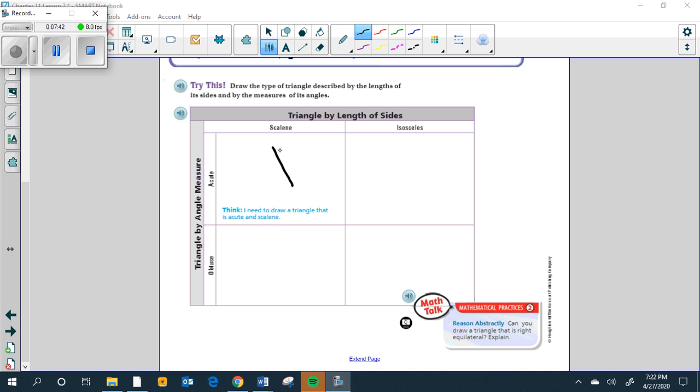All right, let's try this one more time. Scalene, 3 sides of different lengths. So let's go ahead and make this one and this one. And ooh, I'm not sure I even like this. Let's try this.